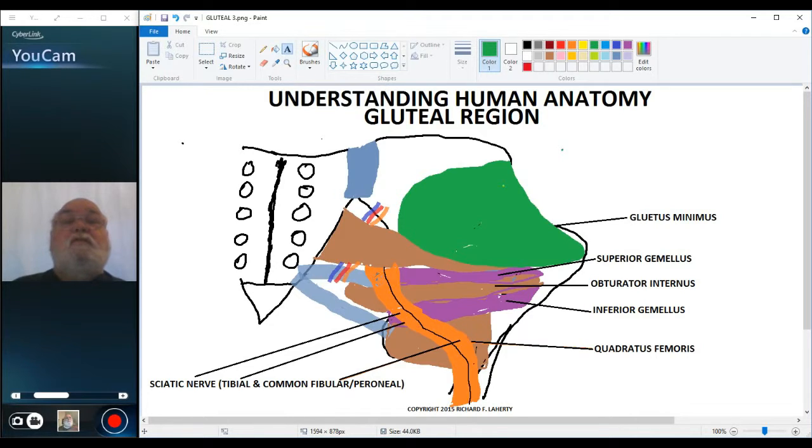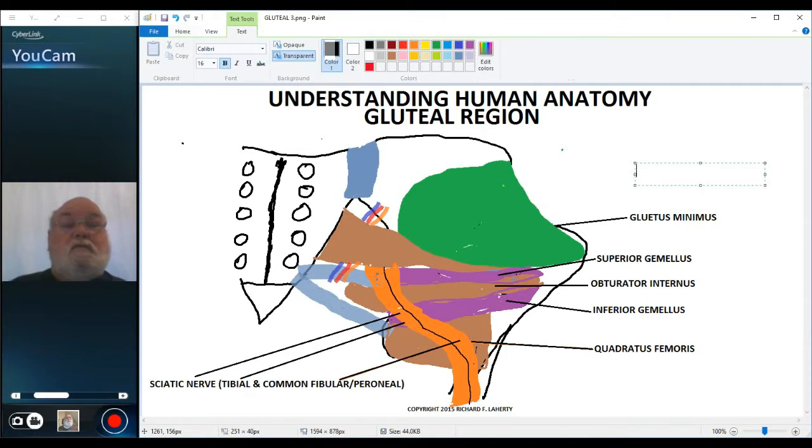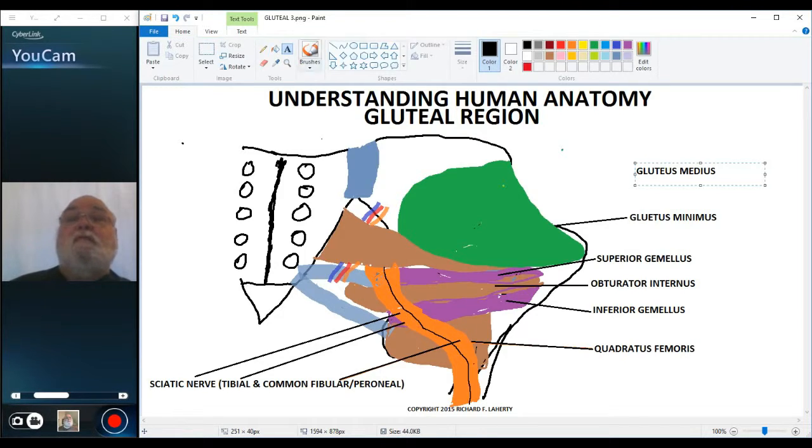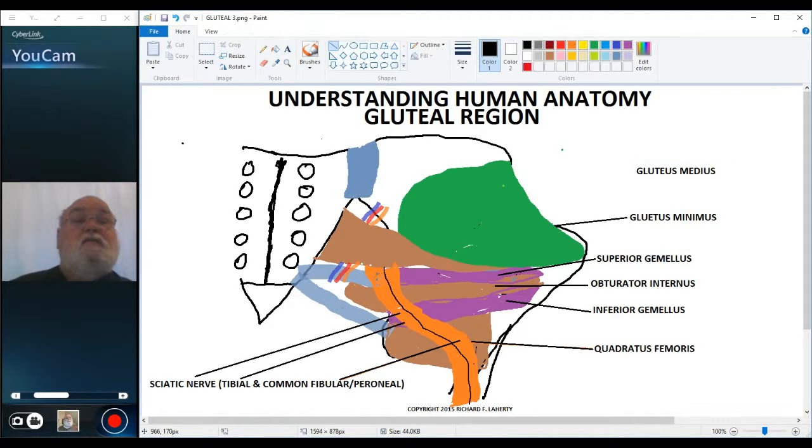So this is gluteus medius. And as the name implies, gluteus medius is the intermediate size gluteal muscle. Gluteus medius and gluteus minimus are the primary abductors of the hip.